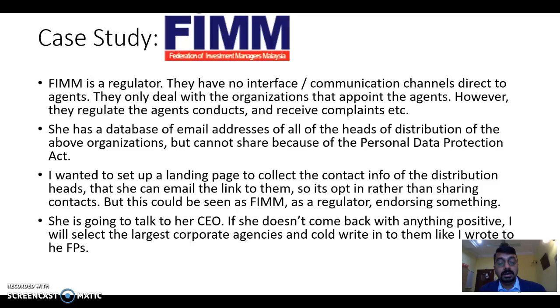They have about 100,000 agents under them, and it's basically unit trust and PRS. Unit trust is about 60,000, PRS is about maybe 25,000. So not quite 100,000, but these are regulators. FIM is a regulator. They don't have a direct communication channel with their agents. They deal with the organizations that appoint the agents.